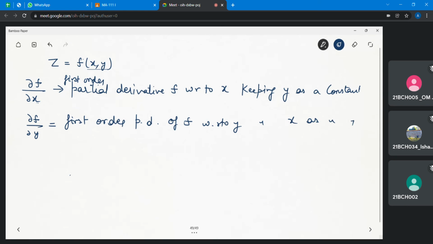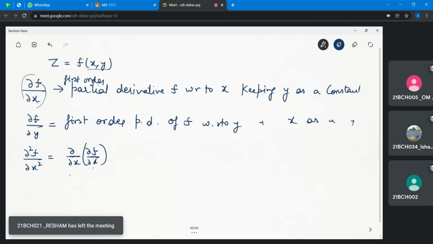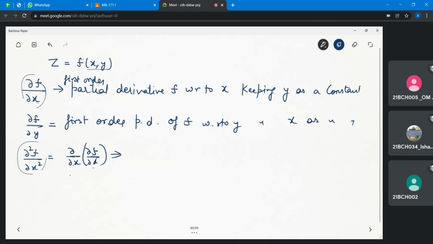Okay. Similarly, we can calculate the derivative of this function again. So del 2f over del x square means we are taking the derivative of this function again. Okay, ये del f over del x है. We are again taking the partial derivative of this function with respect to x. So this is called the second order partial derivative of f with respect to x, keeping y as a constant.